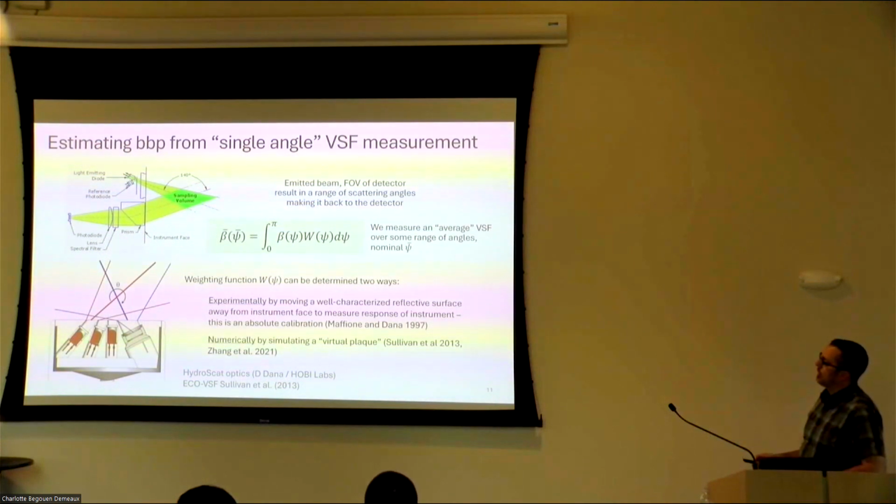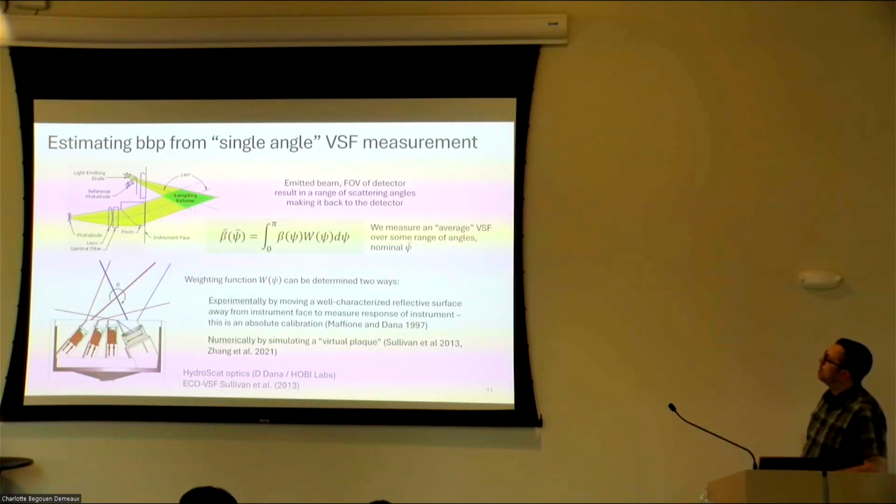Similarly, this is the ECO VSF, so this is a little bit different optical design, but you've got these LEDs here, and if we just look at this LED, it's got a pretty wide emission. But then if you look at the field of view of the detector right here, that's the blue lines, it's very wide. So scattering from a lot of different angles is going to make it back into this detector.